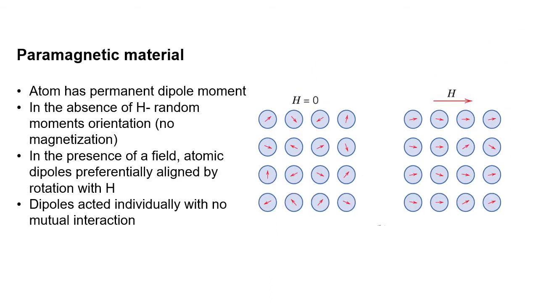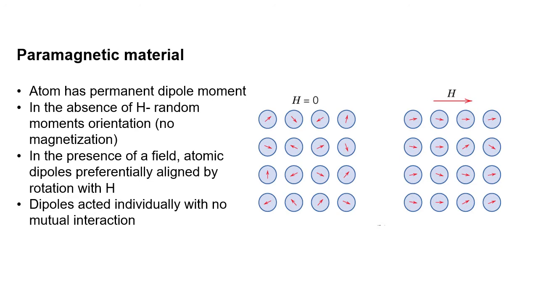Next is paramagnetism, where the material that shows this kind of property, we call the paramagnetic material. In paramagnetic material, atoms have a permanent dipole moment. In the absence of H, the moments are randomly oriented, with no magnetization. In the presence of a field, atomic dipoles are preferentially aligned by rotation with H. Dipoles act individually with no mutual interaction.